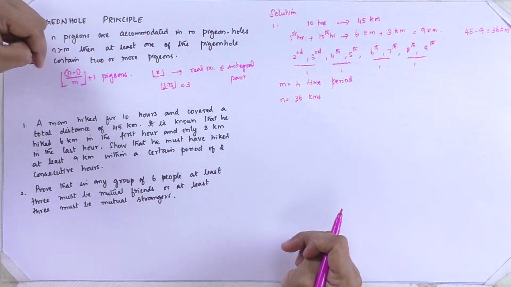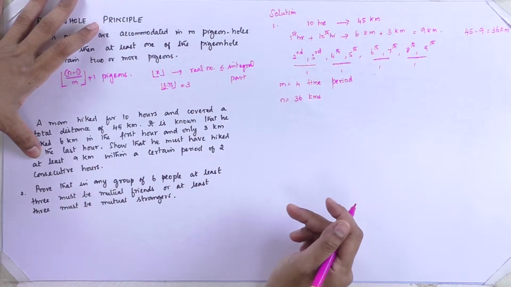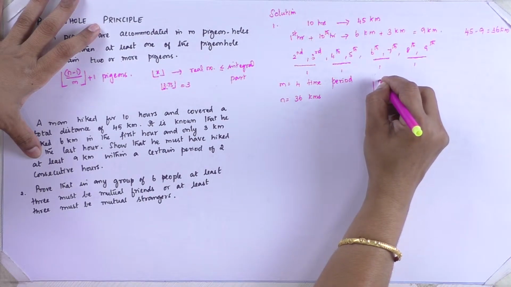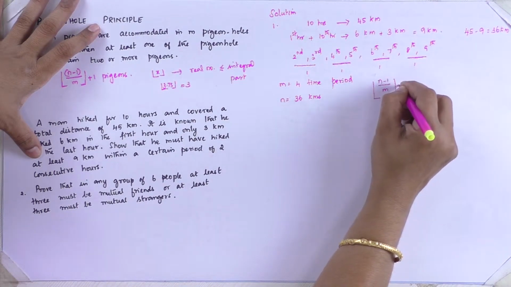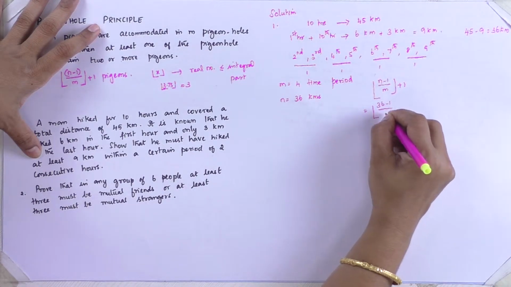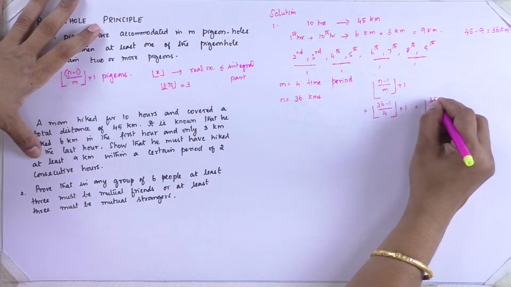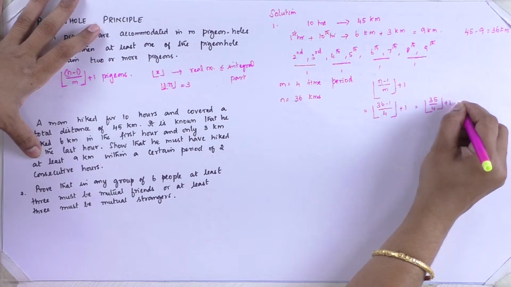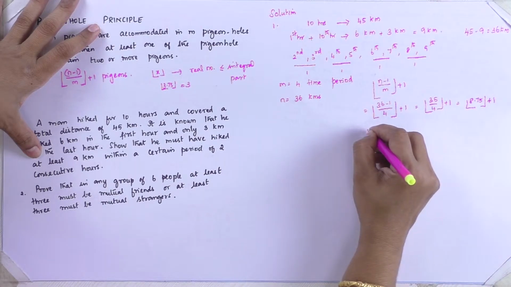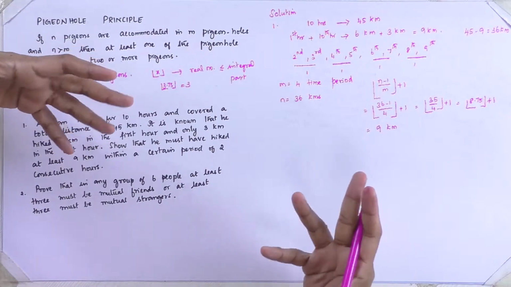And now our intention is to show that he must have hiked at least 9 kilometers within a certain period of 2 consecutive hours. So now we have the mathematical formula: integral part of (n minus 1) by m, plus 1. This is equal to integral part of (36 minus 1) by 4, plus 1, which is integral part of 35 by 4 plus 1, which is integral part of 8.75 plus 1, which is 9 kilometers. That is what we were supposed to show. See, what a beautiful thing.